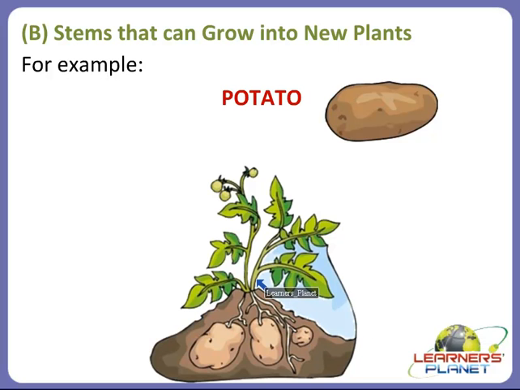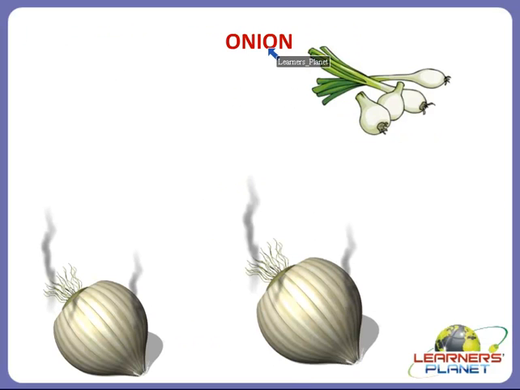Alright, there are some other plants also that can grow from the stems. So let's see some other examples also. Onion. Onion is also a special kind of stem. It will grow leaves if you plant one of them in the ground, right?